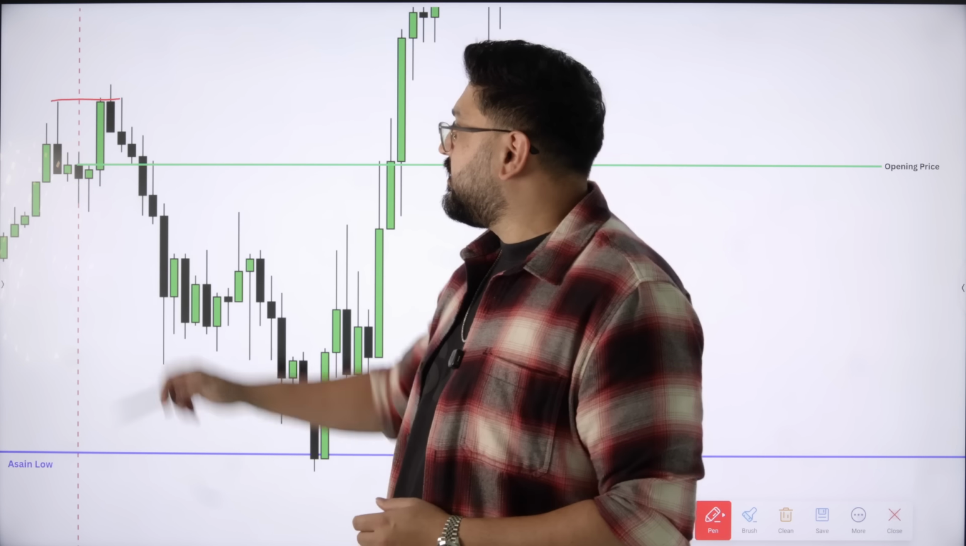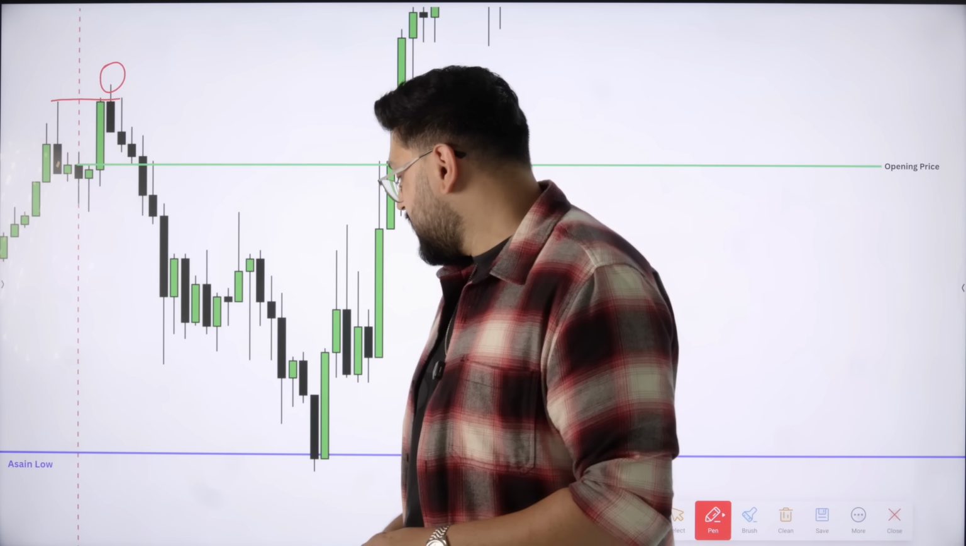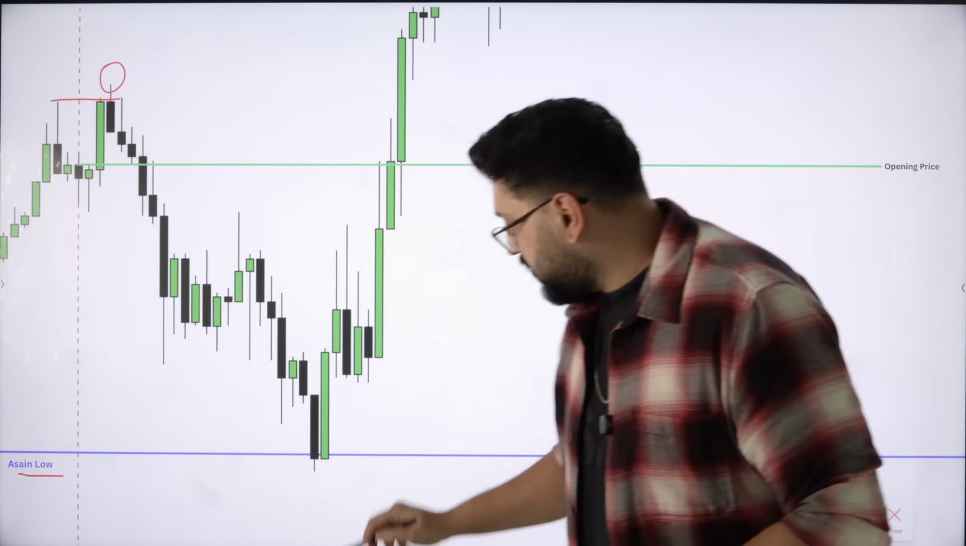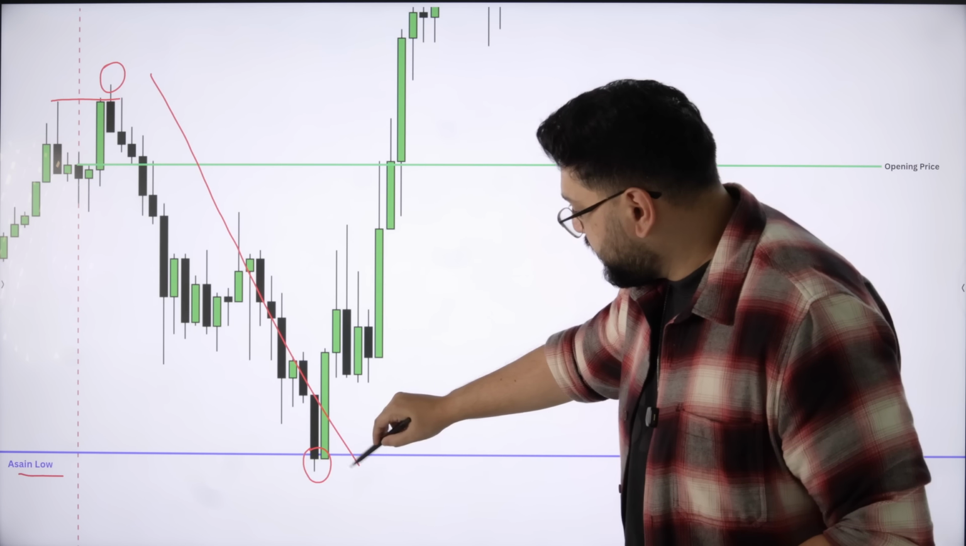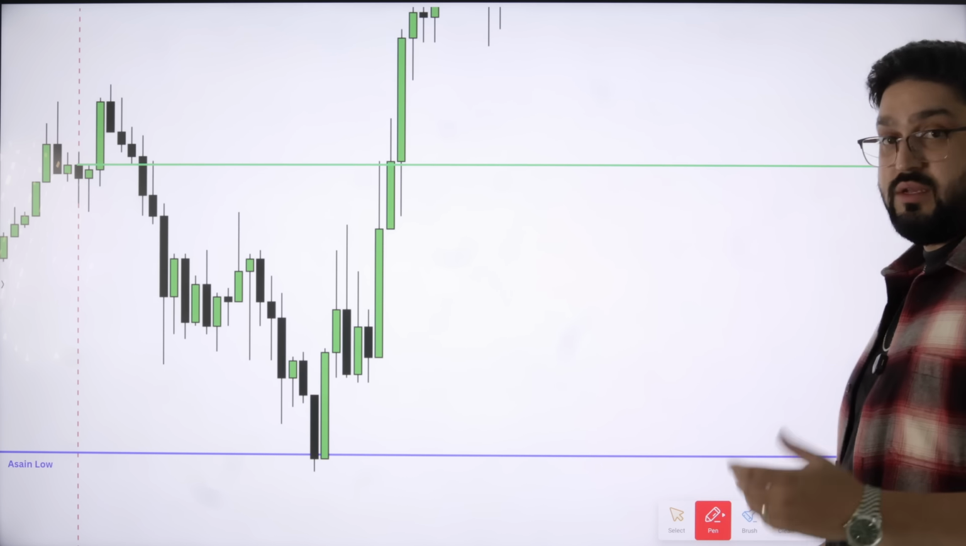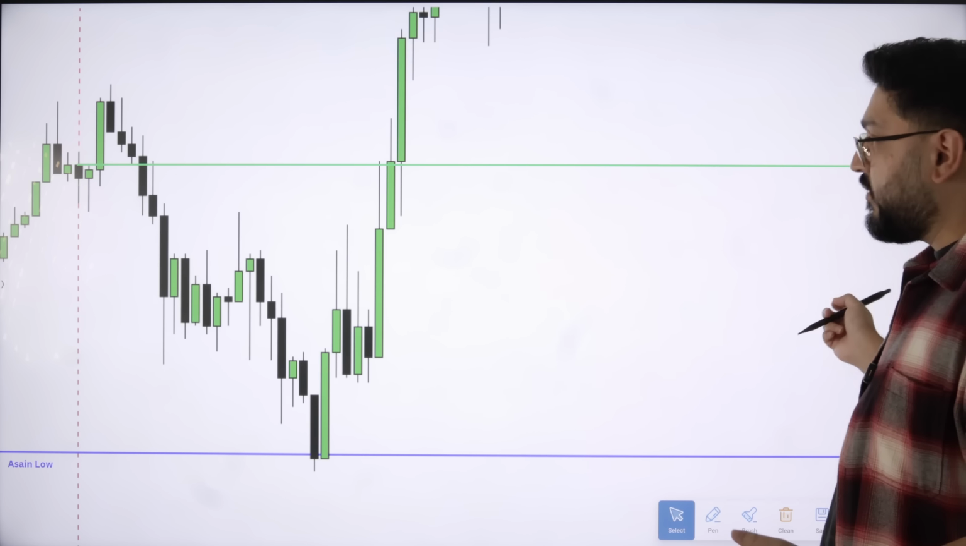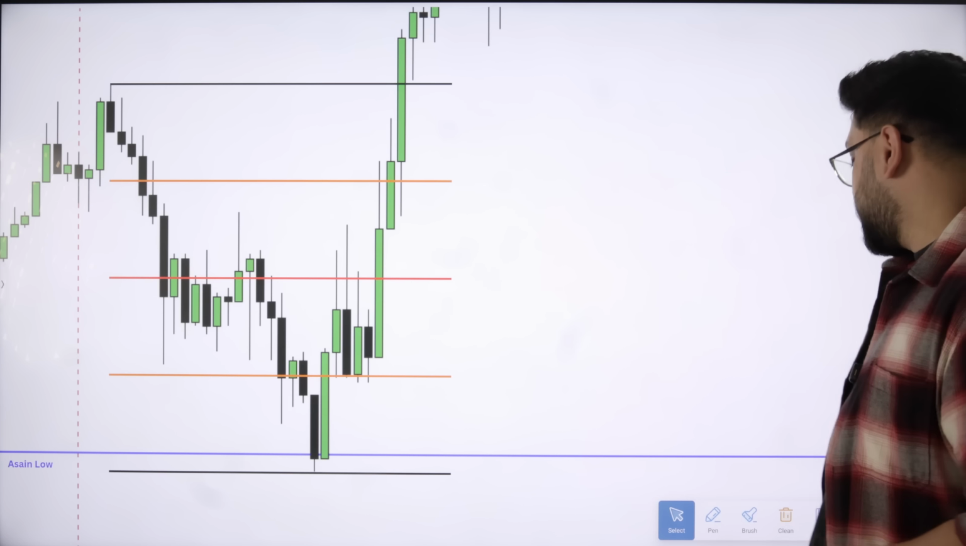After we raided this high, we have a new high, and then we raided the Asian low, forming a new low. This creates our new dealing range from high to low.